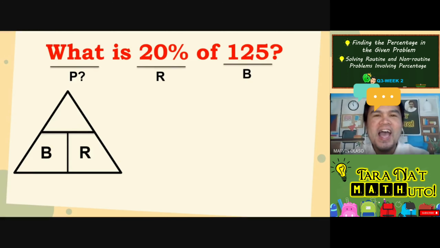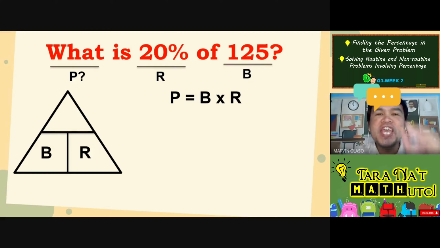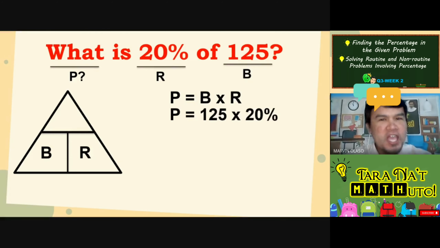So we will use a formula in finding the percentage. Tatandaan nyo ito, kids. Ang ating formula is P equals B times R, which means B stands for the base times R stands for the rate. Let's use now the formula in finding the percentage in the given problem. Let's substitute now the value of the base and the rate. So P equals B, ang ating B sa problem ay 125 times ang ating R naman o rate is 20% as the rate.